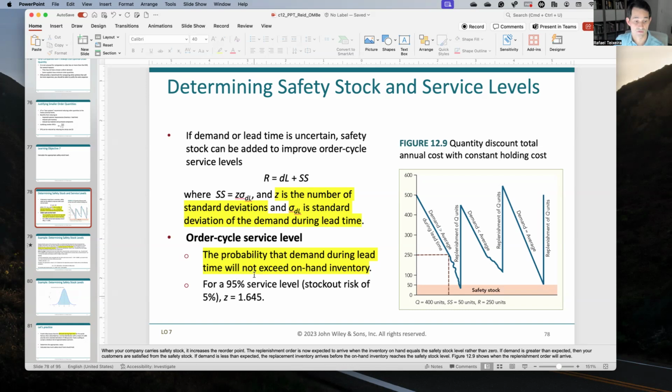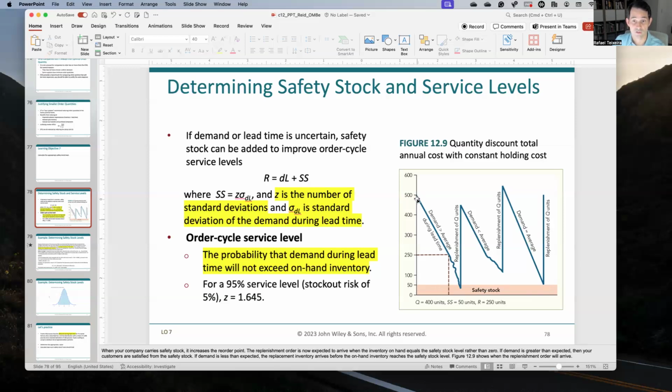And this service level is based on a policy that the company determines. The company wants to protect against this variability in sales, in the demand. Here there is a chart just to illustrate that the safety stock is this 50 units at the bottom, and again it serves to protect against uncertainty.